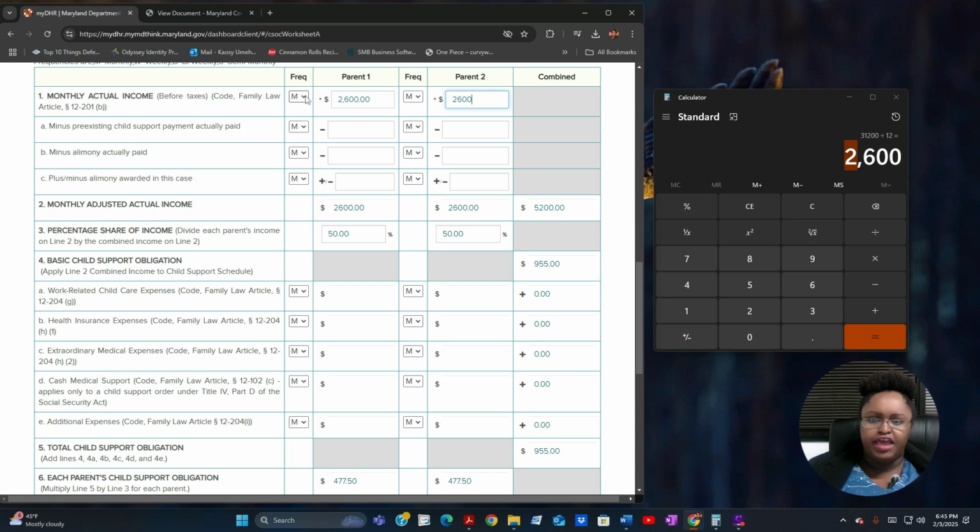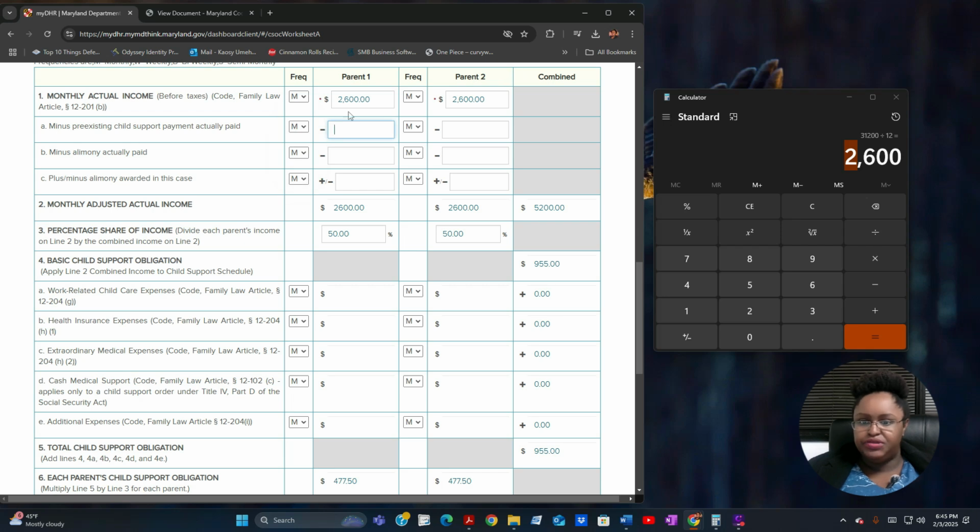And as you can see, we have the option here. We can choose to do it weekly, monthly, or bi-weekly, on both sides. I'm not sure what S is. I've never used S.